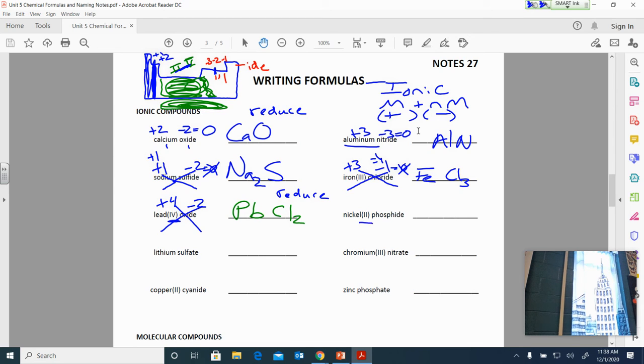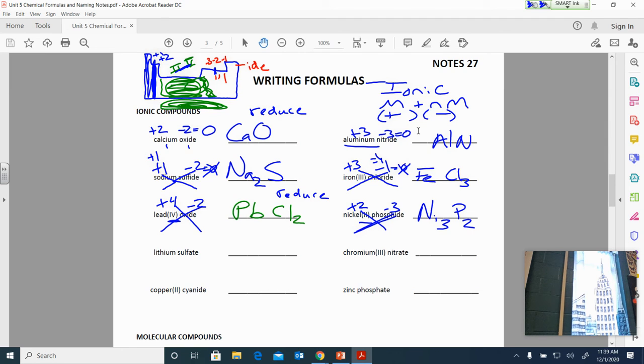Next one, nickel is a +2 because the Roman numeral tells me it has a 2 charge. Phosphide was phosphorus. Phosphorus is in the -3 column. I ask myself, do those balance on their own? +2 -3. No, they don't equal 0. So I crisscross to get my numbers. Nickel gets the 3 crossed down, and phosphorus gets the 2 crossed down. I can't reduce that because one of them is an odd number, one is an even number. So that's it. Nickel 3, phosphorus 2. So Ni3P2.